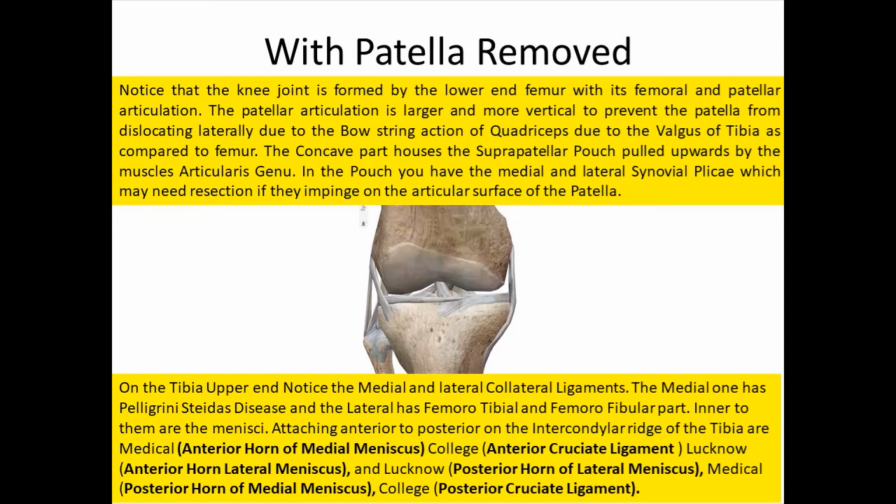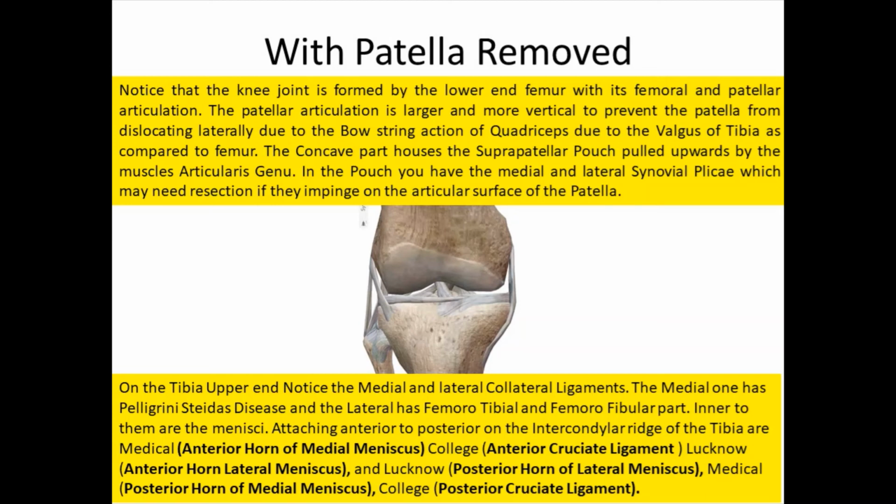The concave part of the anterior surface of the lower end of the femur houses the suprapatellar pouch, which is kept pulled upwards by the articularis genu muscle, which is some fibers of the quadriceps. In the pouch, you have the medial and lateral synovial plicae, which may need resection if they impinge on the articular surface of the patella during flexion and extension.